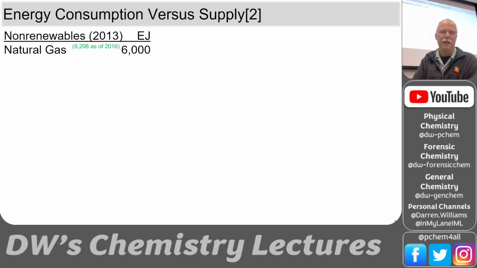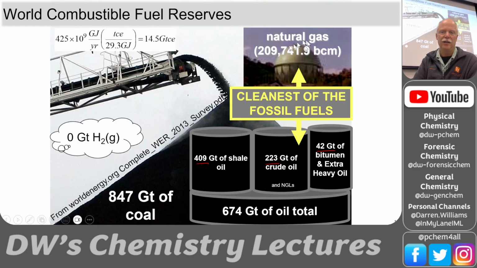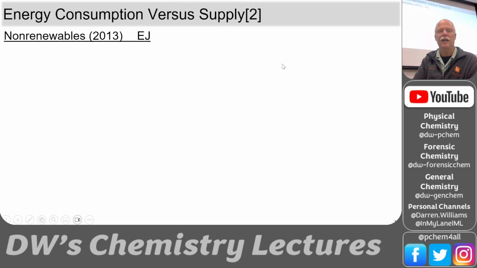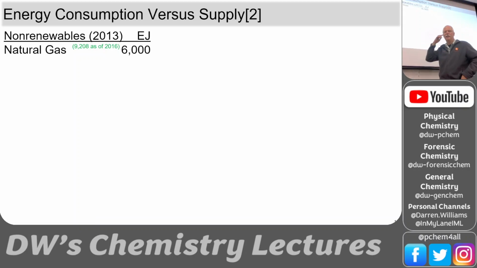Okay. Now, in terms of converting all of those to energy, if we take the natural gas, those billion cubic meters of natural gas here, and convert it to energy, that turns out to be about 6,000 exajoules. I updated these numbers in 2016. It's time to do it again, but notice from 2013 to 2016, we identified more natural gas, and we're now up to 9,000 exajoules of natural gas.